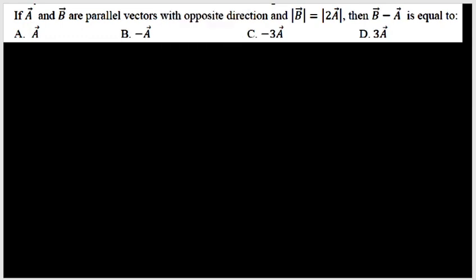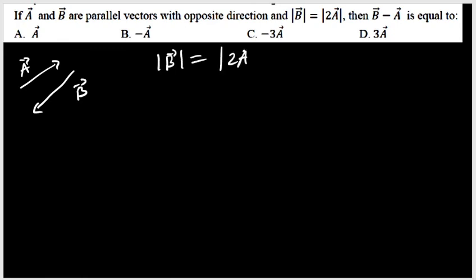The last question for today. A and B are parallel vectors with opposite direction. If A is this one, the B will be here, but they are parallel and opposite direction. And don't forget, magnitude of B is equal to 2 times magnitude of A. B is longer, obviously. So if the magnitude of B is equal to 2 times magnitude of A, what does this mean?